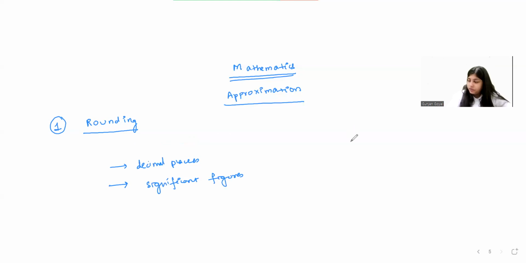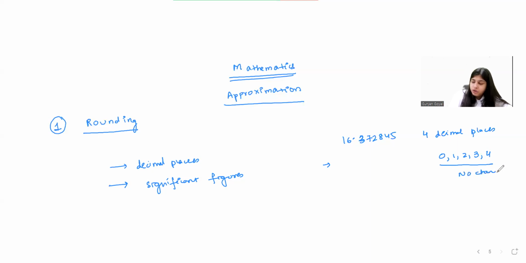If I tell you all to round off 16.372845 to four decimal places, what will be my answer? If I see the last two, this is not changing. So how do you round this off? For 0, 1, 2, 3, 4, there'll be no change in your previous number. For 5, 6, 7, 8, 9, you will increase by plus 1. So this is nothing but 16.3728.